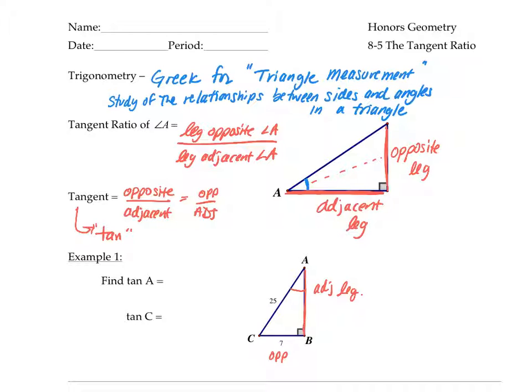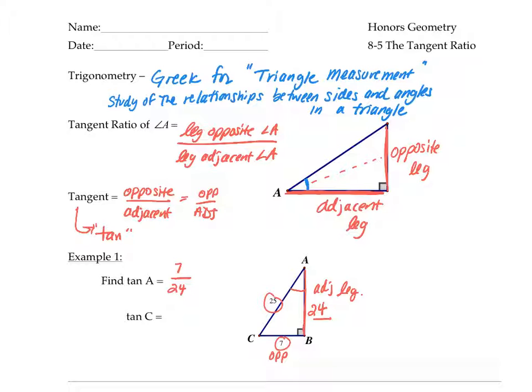Well, you could use the Pythagorean theorem, but you all have been working on memorizing your Pythagorean triples. So you have 7, blank, 25. So if you know your triples, you can quickly find that this leg should be 24. So for the tangent of angle A, we want to use that opposite leg, which is 7, and we want to divide it by the length of the adjacent leg, which is 24. So tangent of angle A is 7 over 24.